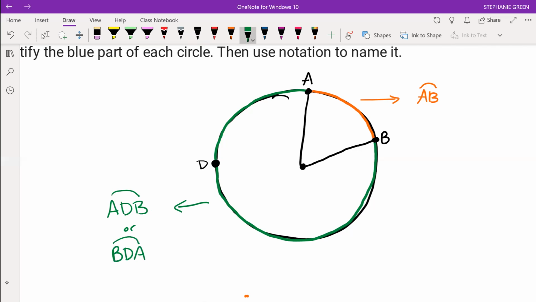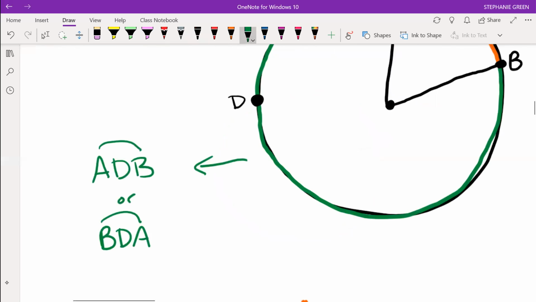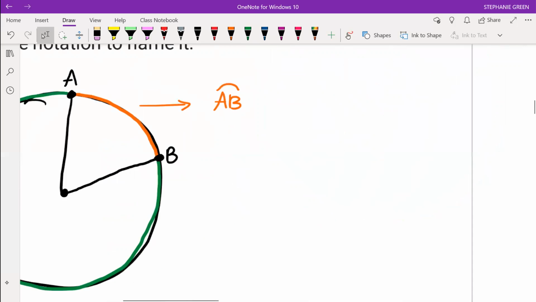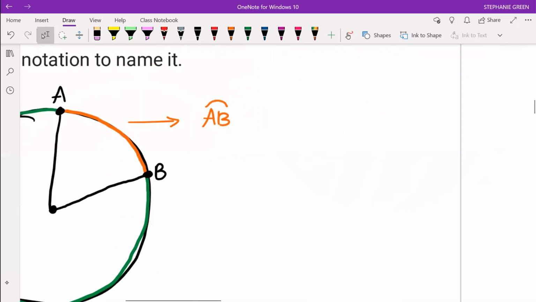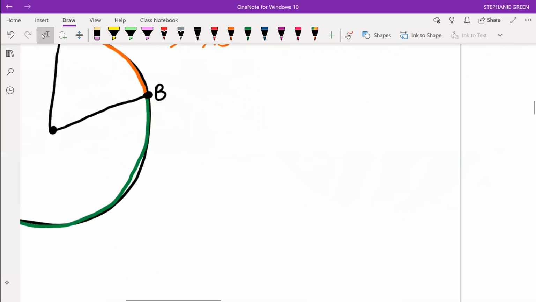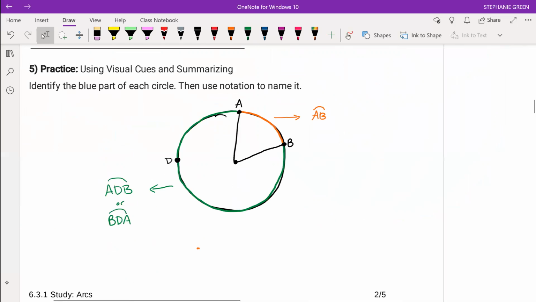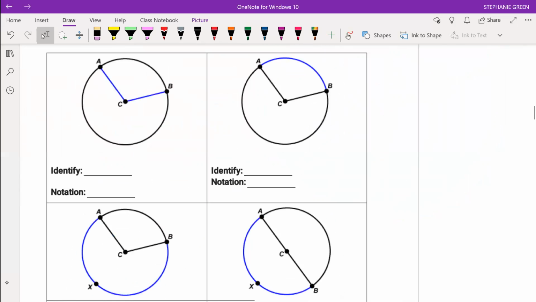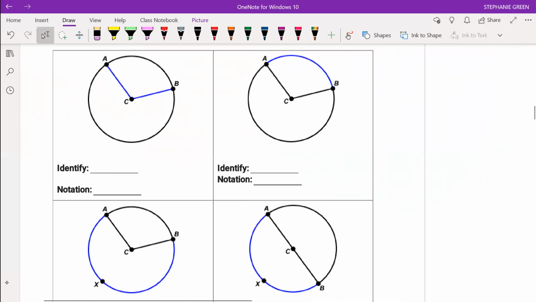So if you see an arc name and there are 3 letters, you automatically know that you're looking at a major arc. We only include a third letter if I'm looking at a major arc or a semicircle. If I'm looking at a minor arc, there will only be 2 letters in the arc's name. So on this page here, you can go ahead and draw these pictures. Go ahead and pause the video if you need to draw these pictures. It shouldn't take too long.